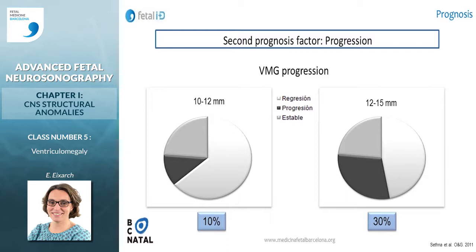And how many ventriculomegalies will progress? In mild ventriculomegaly, only 10% of them will progress, but in moderate cases, the progression will be seen in 30% of cases. We consider progression when there is an increase of more than 2 mm between one evaluation and the other.